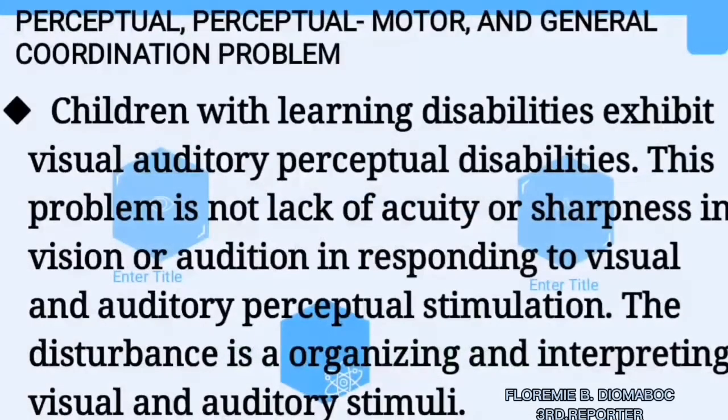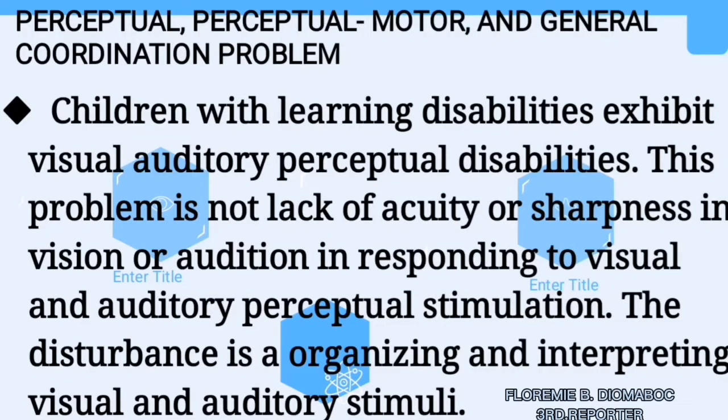Now, let's proceed to the perceptual motor and general coordination problems. Children with learning disabilities exhibit visual and auditory perceptual disabilities. This problem is not a lack of acuity or sharpness in vision or audition in responding to visual and auditory perceptual stimulation. The disturbance is in organizing and interpreting visual and auditory stimuli.